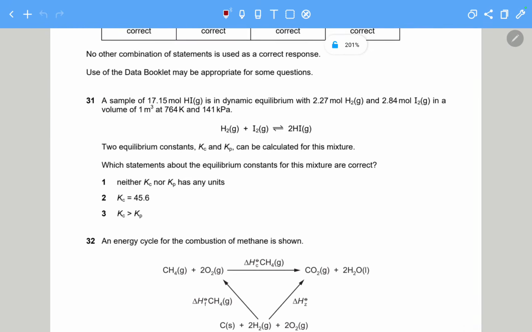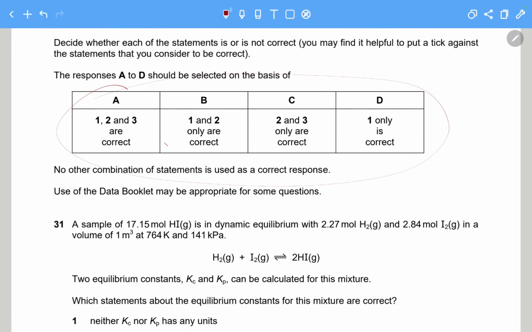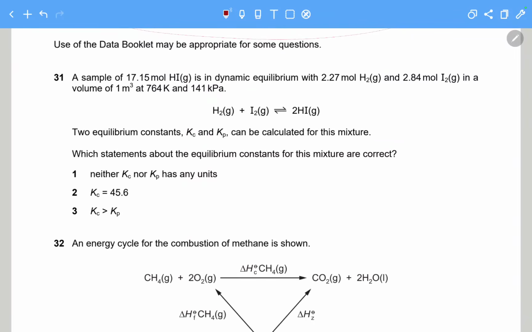Then we go to section B. I don't know if the format is still the same with these rules for the answers, but let's just do it. A sample of 17.15 mole of HI is in dynamic equilibrium with 2.27 moles of H2 and 2.84 moles of I2 in a volume of 1 meter cube at 764 Kelvin and 141 kPa. The two equilibrium constants Kc and Kp can be calculated for this mixture. And this is a cruel question because it has a lot involved in this, Kc and Kp both.